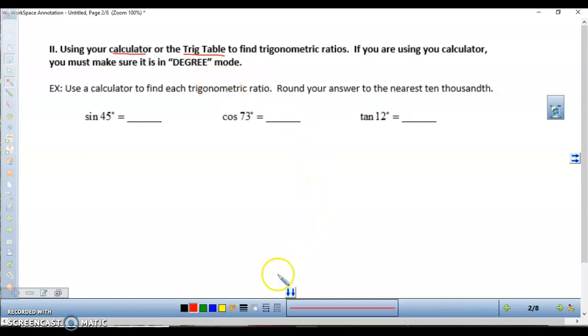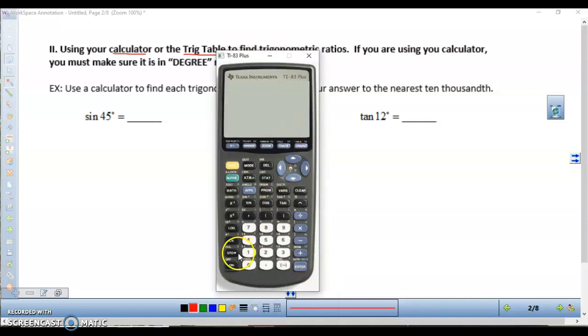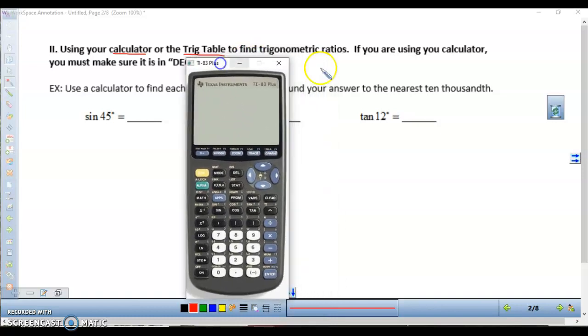So first, I'll do it using the calculator. Now, the very first thing you've got to do if you're going to use your calculator is you must ensure your calculator is in degree mode. Now, if you have a graphing calculator, to do that, you go to mode, and you make sure degree is highlighted.